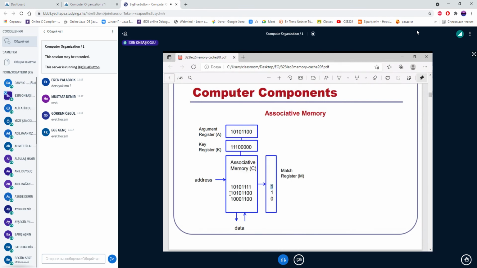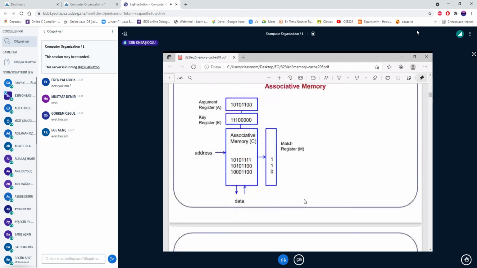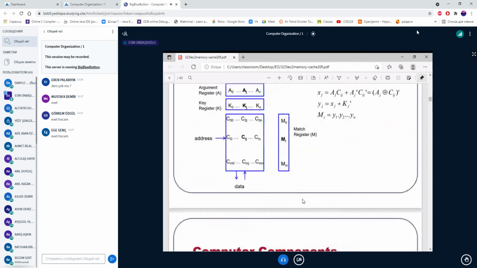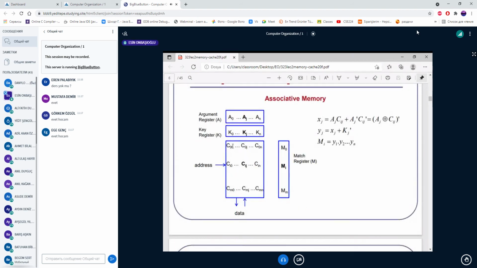In the next one, all bits match, so it's a match. In the last one, the rightmost bits match, but the first 3 bits do not match. As the first 3 bits do not match, it's a miss. It's not a match. So in this way, the match register bits are set automatically, as I said, in one clock pass. And I explained the circuit to design that.